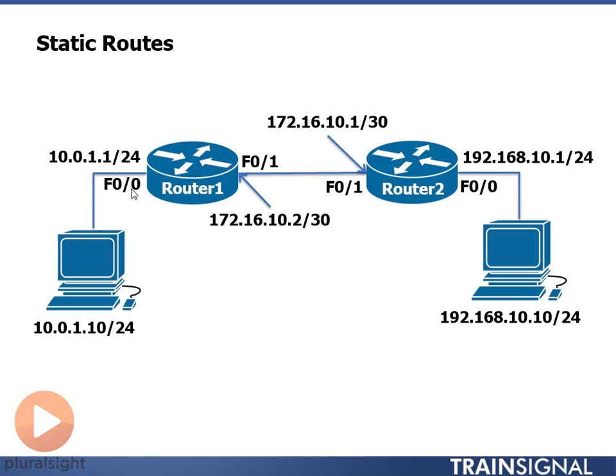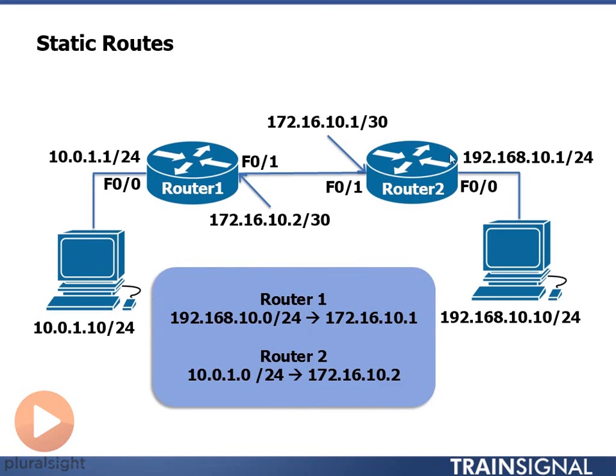10.0.1.0/24 because it's directly connected to FastEthernet 0/0 here. We know how to reach 172.16.10.0/30 because it's connected to F0/1 on the other side. So our router knows how to reach both of those. However, by default, our router does not know how to reach any other networks. As we found out, it did not know how to reach 192.168.10.1.